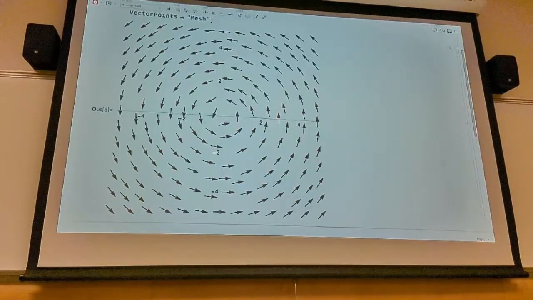What was there? But they asked us, if I remember correctly, to plot it on a circle. Right, specifically the circle, x squared plus y squared equals 4.